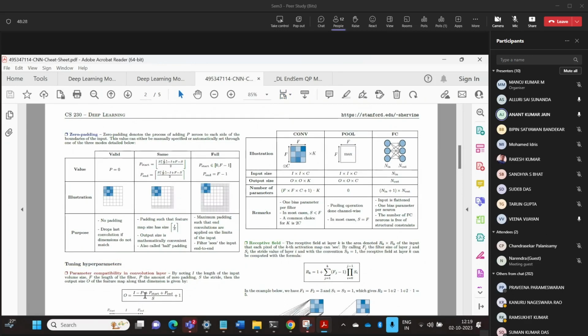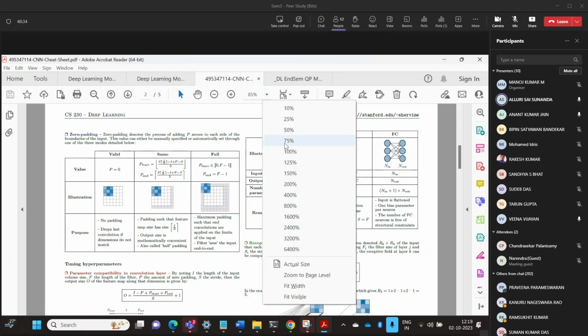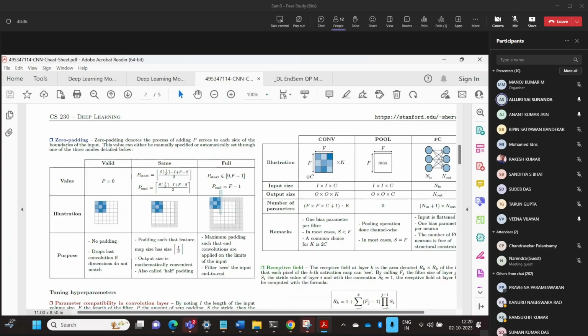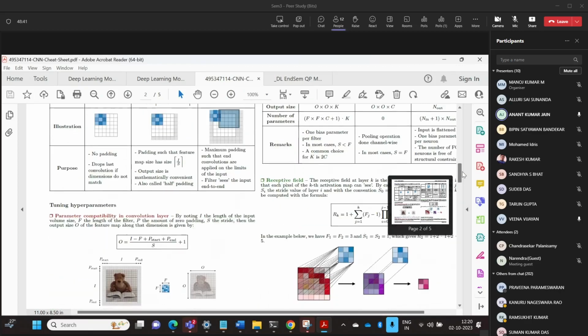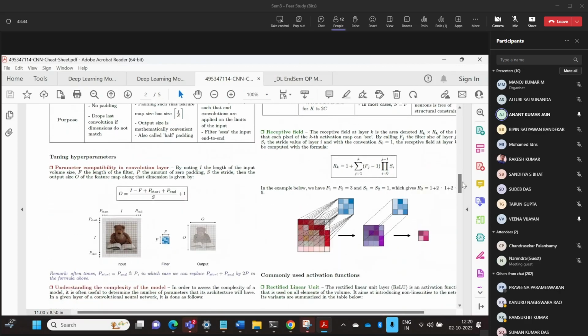Can you zoom in a little bit and explain this numerical part? Actually, you're right. Even in our assignment, we used the formula to get the number of parameters, but since I had the output in front of me after running the code, I could validate. But in the exam, we'll have to rely on the formula only. Output size is input minus filter, plus padding, mostly it will be 0, divided by stride, plus 1.